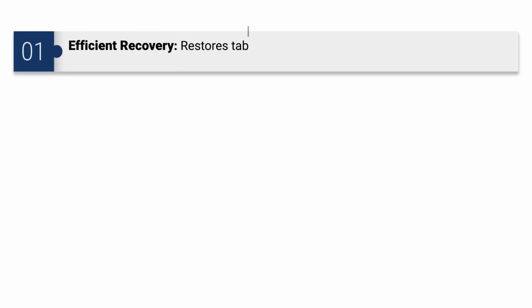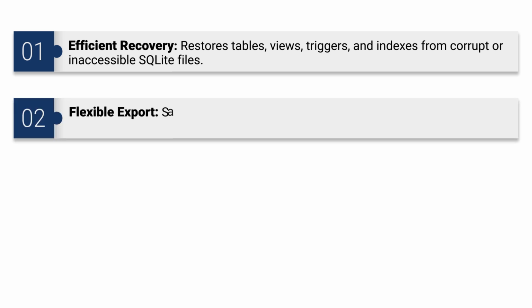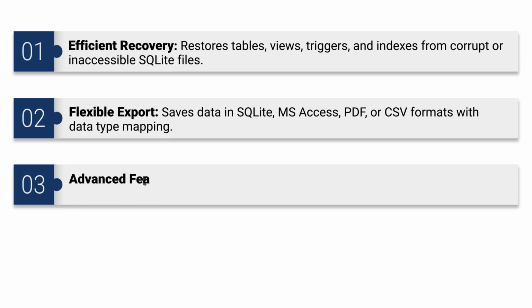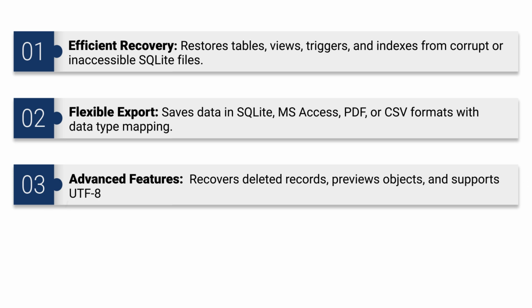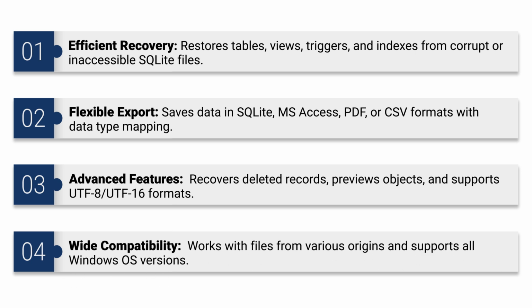First is efficient recovery. It restores tables, views, triggers, and indexes from corrupt or inaccessible SQLite files. Second, flexible export. It saves data in SQLite, MS Access, PDF, or CSV formats with data type mapping. Advanced features. Recovers deleted records, previews objects, and supports UTF-8, UTF-16 formats. Wide compatibility. Works with files from various origins and supports all Windows OS versions.